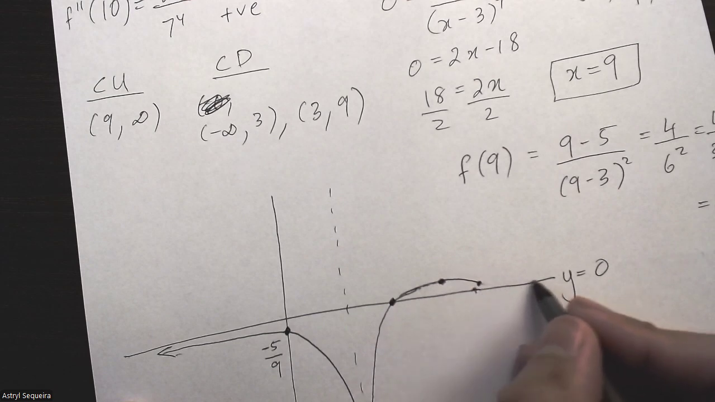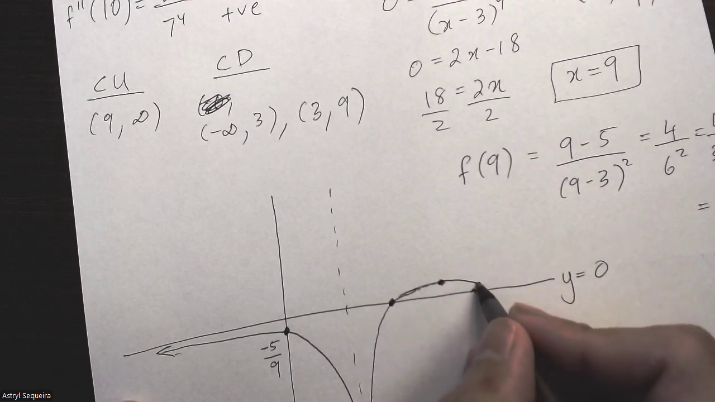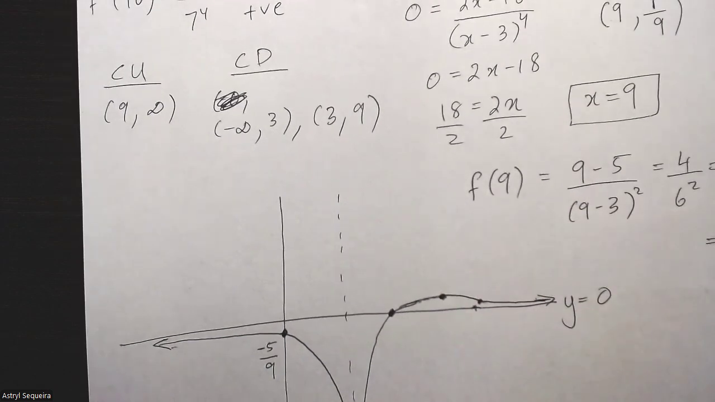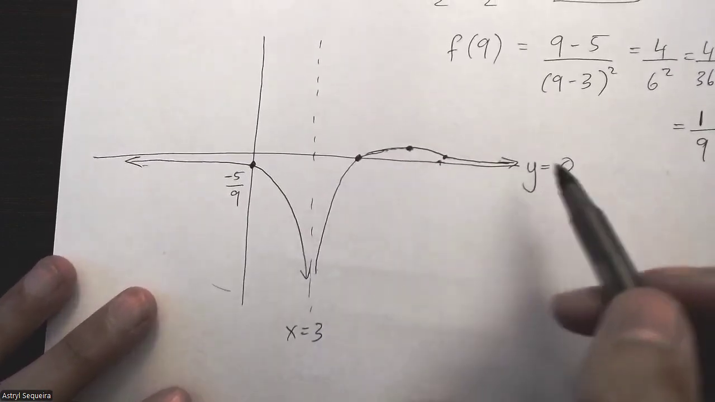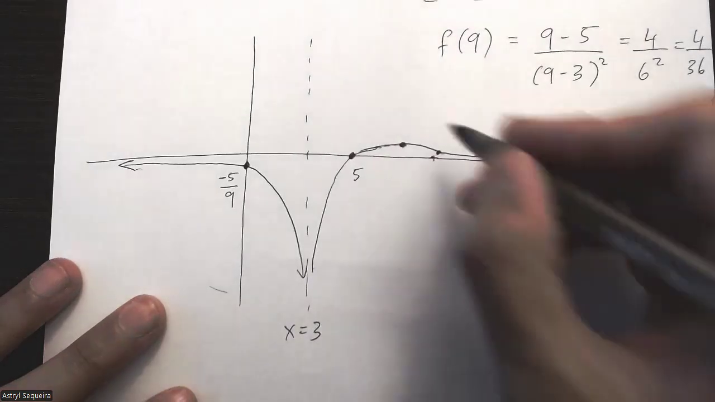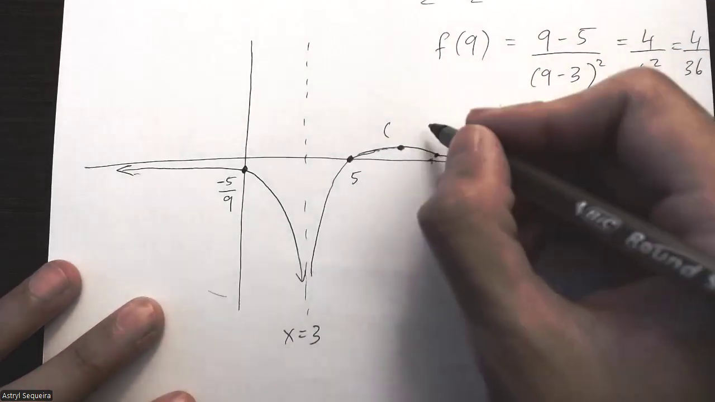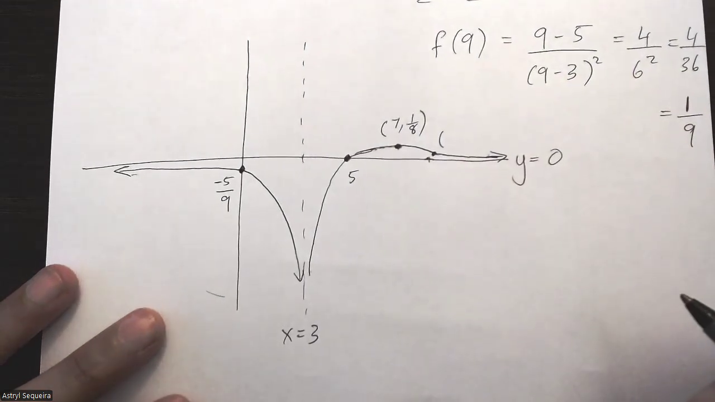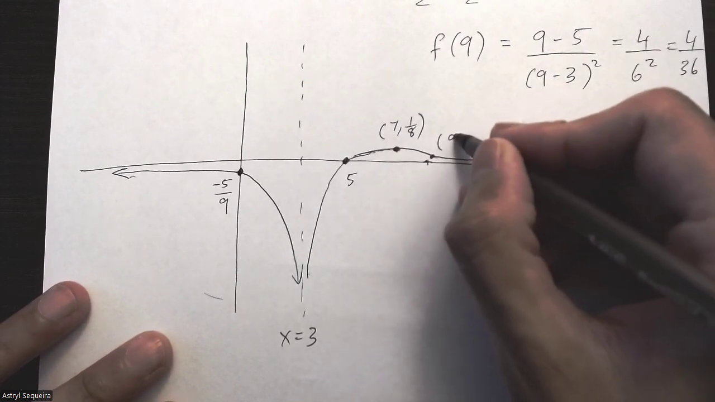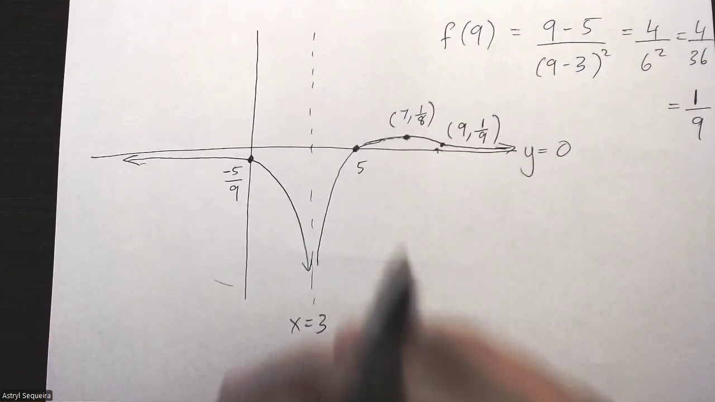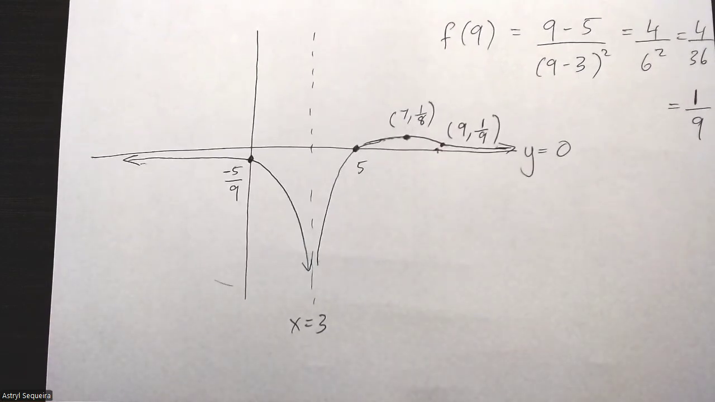And now it's going to switch after the inflection point to concave up, but it's still decreasing over here. We're just going to hug the asymptote. So that's what the graph would look like. I can label the rest of my points now. That's a 5. That's my maximum, which was 7, 1 over 8. And that is my inflection point, which is 9, 1 over 9. That is all the information used to draw this graph out.